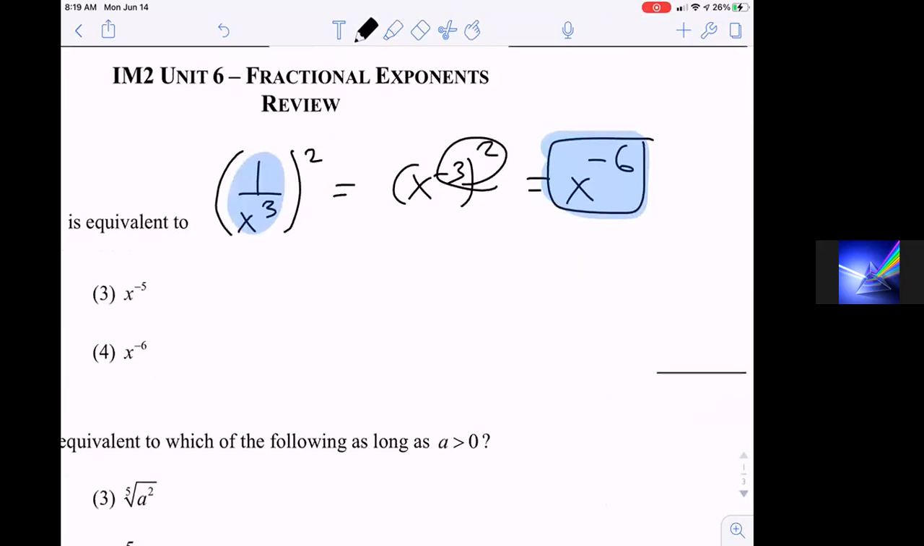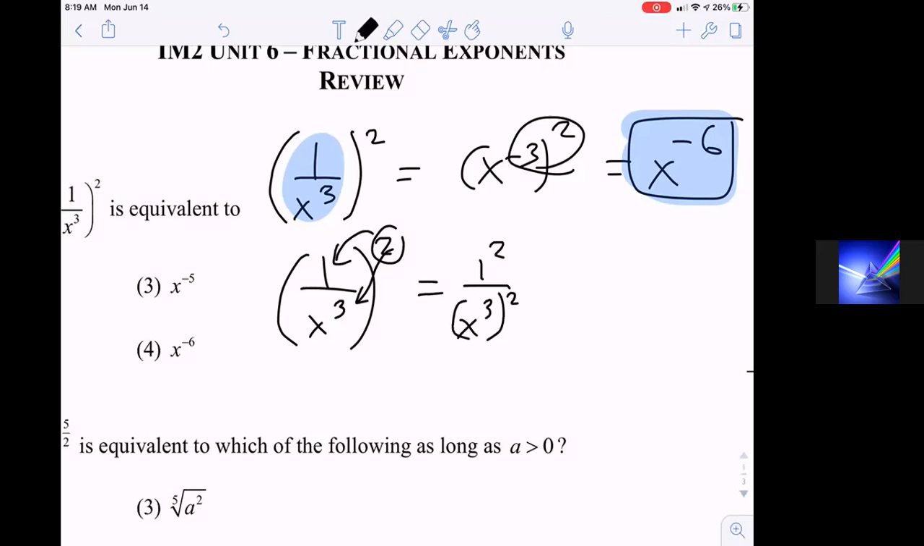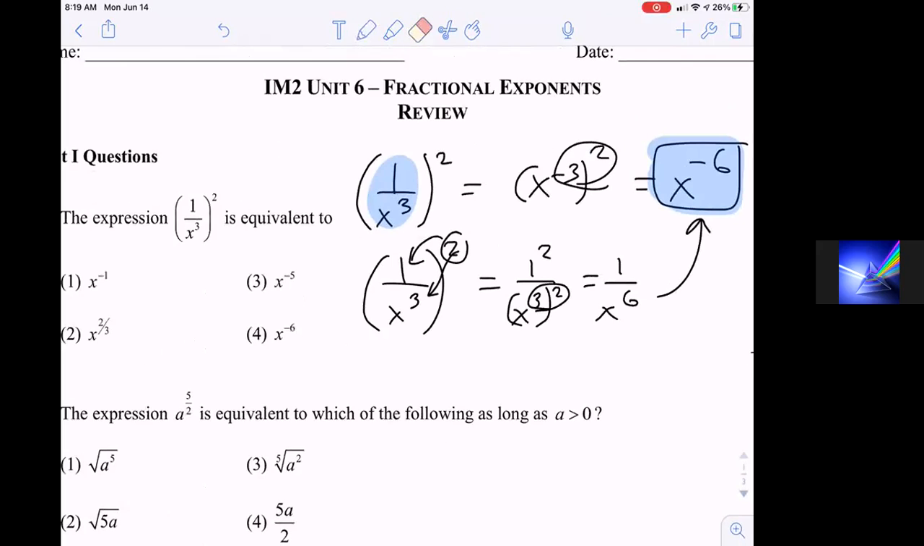Another way would just be simply to take the expression that we have, 1 over x cubed squared, and we could begin by applying the square to both the top and the bottom. And if we do that, we get 1 squared over x to the 3rd squared. Well, 1 squared is 1, that's easy. X to the 3rd squared would be x to the 6. And if we write it as a negative exponent, we get the exact same result, x to the -6. So you have a couple ways that you could approach number one.